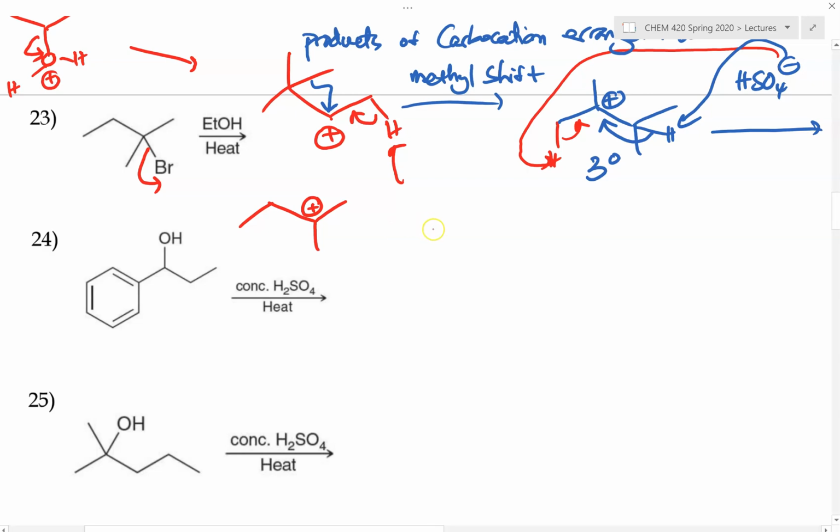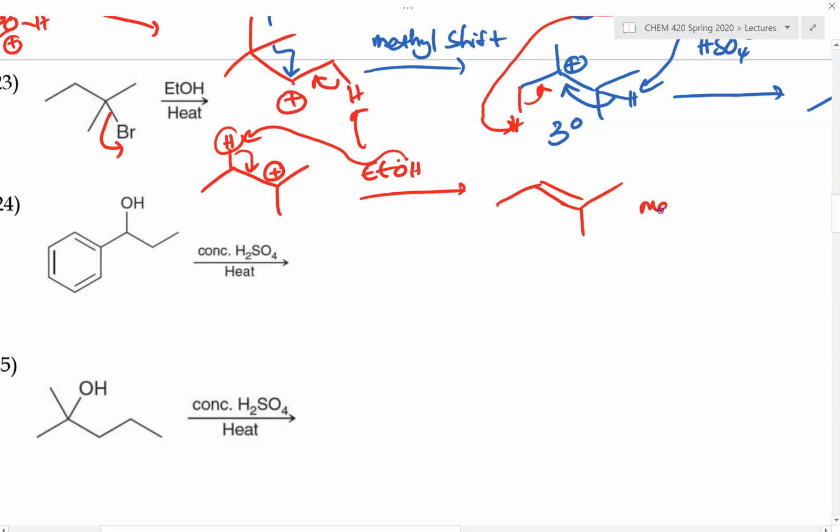So in the second step, ethanol, acting as a weak base, will come in abstracting this hydrogen right here, because the removal of this hydrogen will produce the most stable alkene that we can produce. And we want to write the mechanism that explains the formation of the most stable alkene. So this will be our major product.